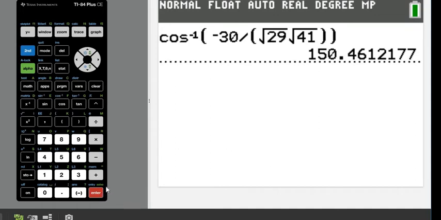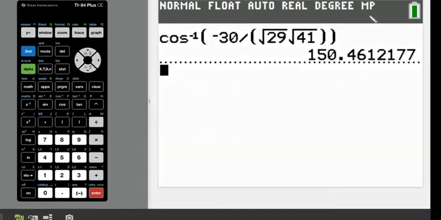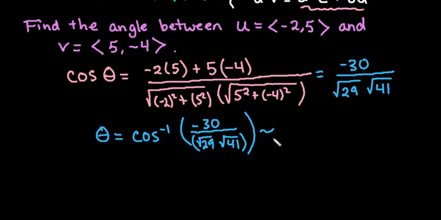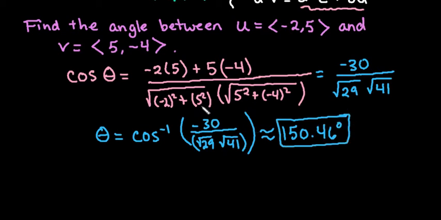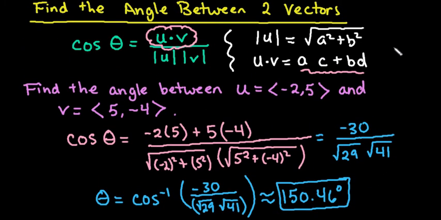So we end up with 150.46 degrees approximately. So the angle between vector u and vector v is 150.46 degrees. So just to recap, to find the angle between two vectors, you find the dot product and divide it by the product of the magnitudes of each vector.